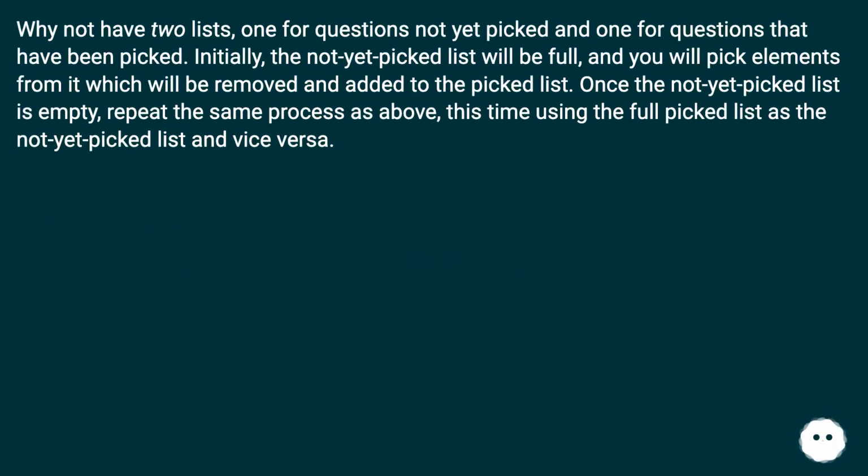Why not have 2 lists, one for questions not yet picked and one for questions that have been picked? Initially, the not yet picked list will be full, and you will pick elements from it which will be removed and added to the picked list. Once the not yet picked list is empty, repeat the same process as above, this time using the full picked list as the not yet picked list and vice versa.